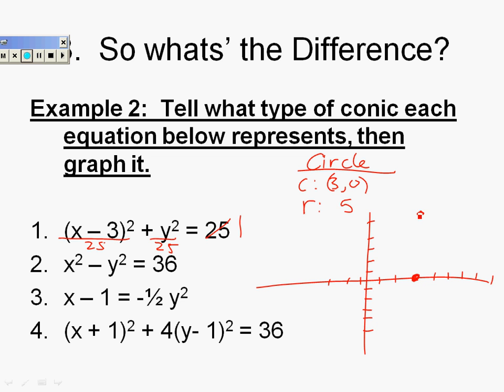So I'm going to go up 5, down 5, left 5, right 5.